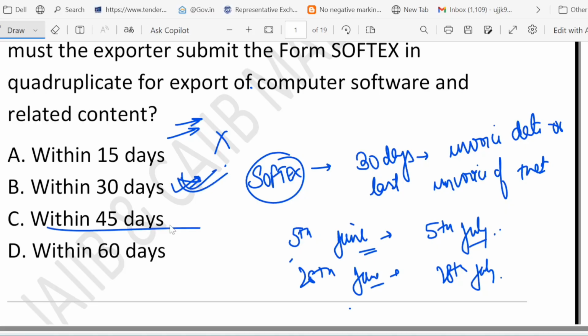What about option C, 45 days? 45 days would have been more relaxed, but the law does not allow that extra time. If exporters wait this long, they may face compliance issues or delay in payment realization. So this option is also wrong. Within 60 days is definitely too late. By then the SOFTEX form would already be non-compliant. So this is also incorrect. The correct answer is option B, within 30 days.